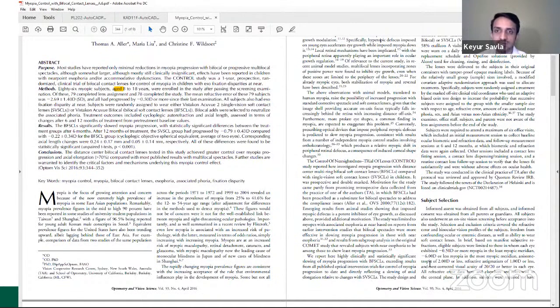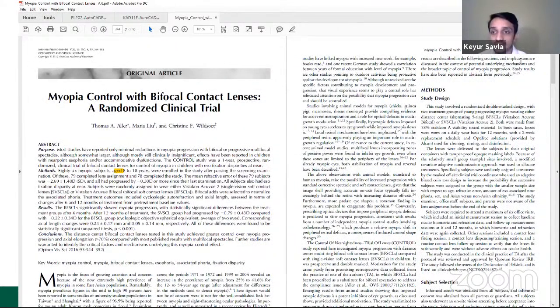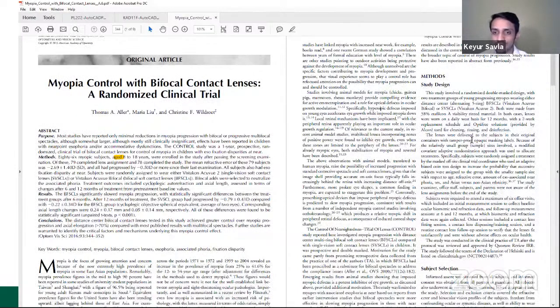The study design and results are described in the following sections, and the implications are discussed in the context of underlying mechanisms. The study results have also been reported in the abstract from previously. So we know that this paper is going to talk about the implications and the potential underlying mechanism. At this point is a good stopping point for deciding, okay, do I really want to read this?